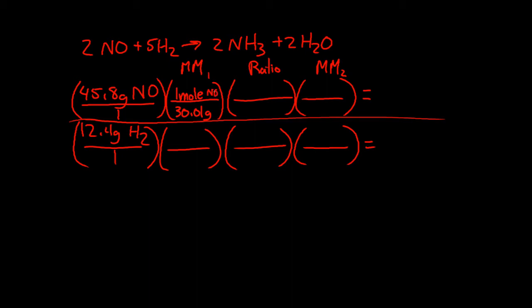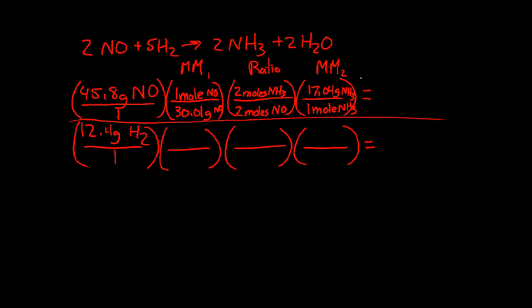And again, that comes just straight from the periodic table. Nitrogen is 14.01, oxygen is 16, so put them together, you get 30. The ratio comes straight from this balanced chemical equation, and in this case, it is 2 to 2. So for every 2 moles of NO, we make 2 moles of ammonia. And then the last conversion factor is the molar mass of the ammonia. So that is going to be 17.04. So for every 1 mole of NH3, we have 17.04 grams.